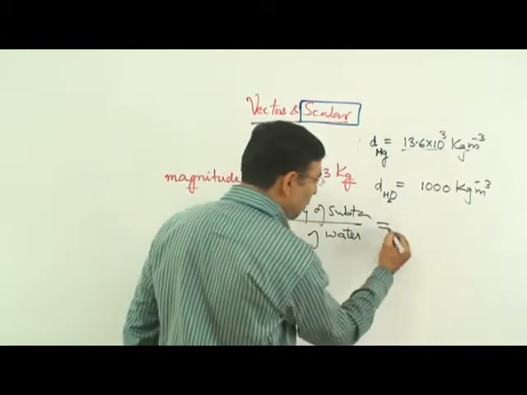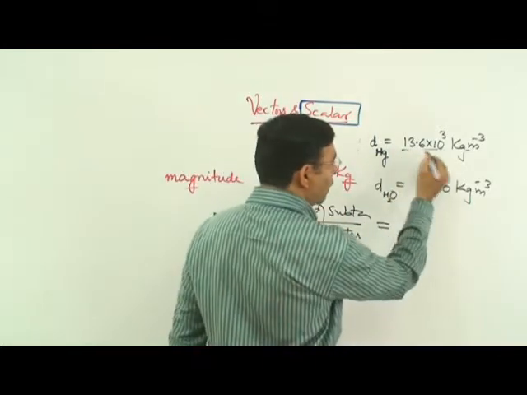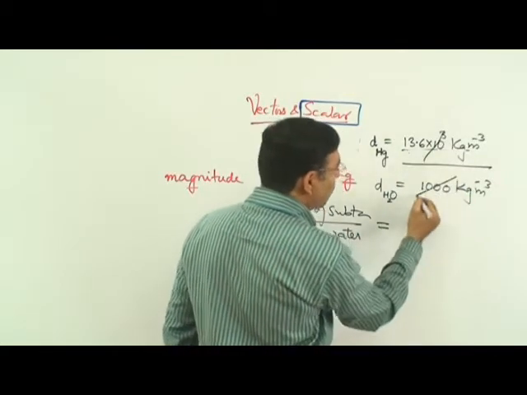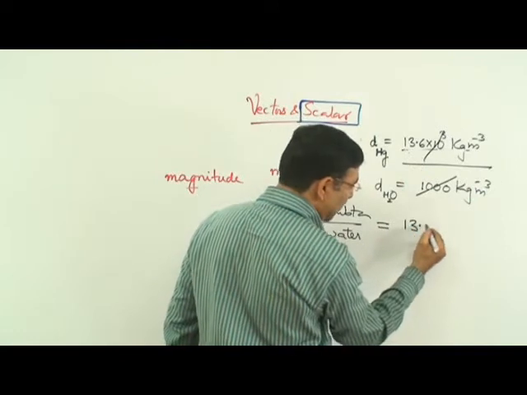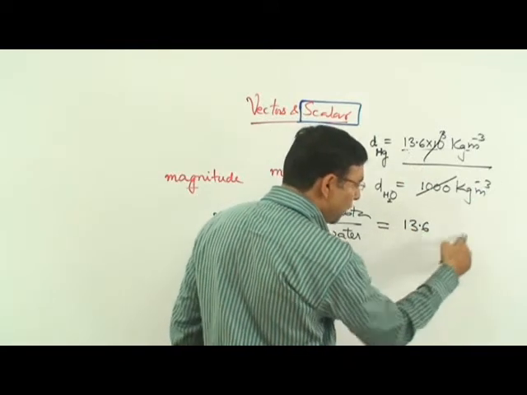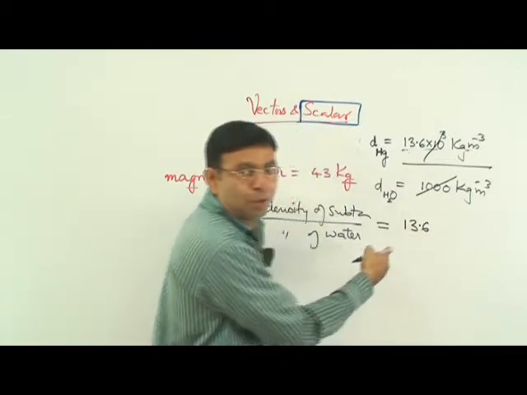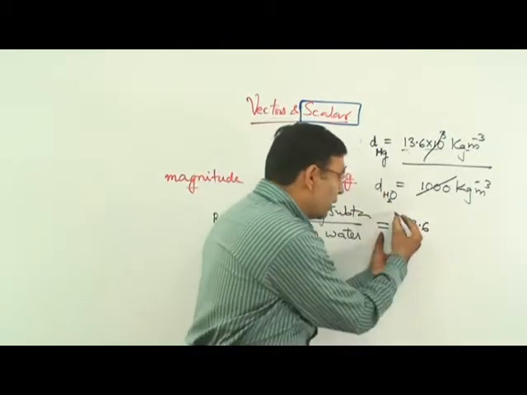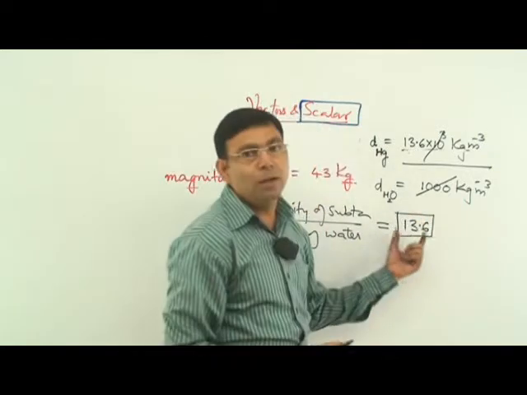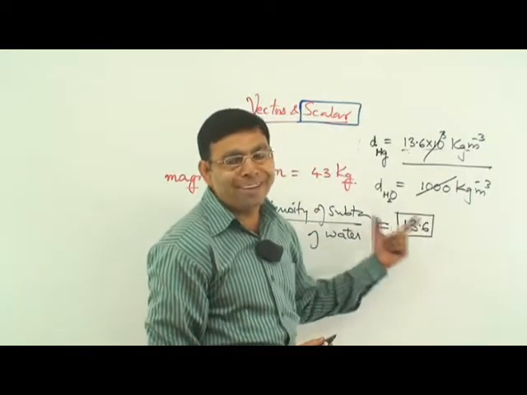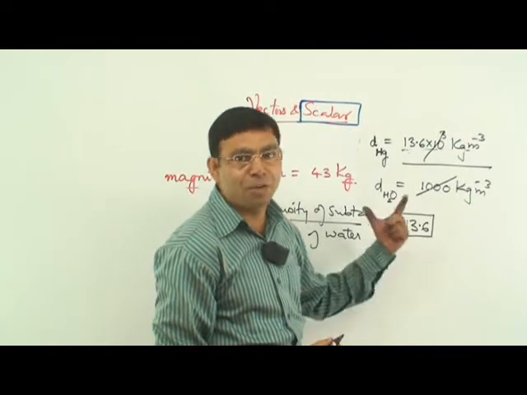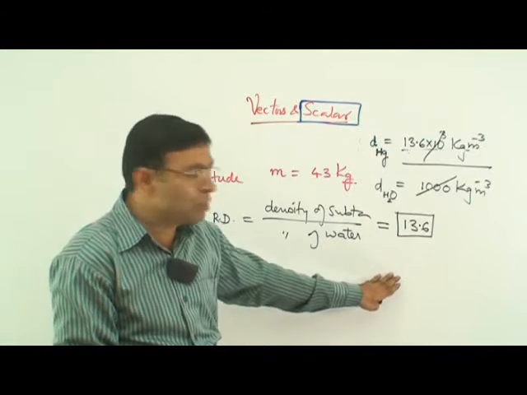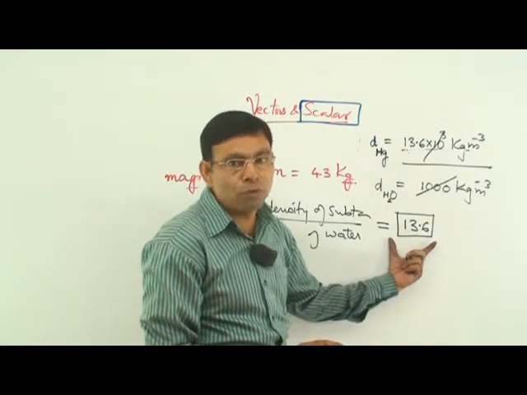Let us try to find out relative density of mercury. This is density of mercury divided by density of water. This will cancel out and what is left out is just 13.6. Here we don't have unit, just number is enough over here. So there are some physical quantities like relative density which don't have a unit, just number, that's enough. In fact, that is a scalar quantity and its magnitude is just number, it doesn't have a unit. So for some physical quantities like relative density which do not have a unit, number alone will be magnitude.